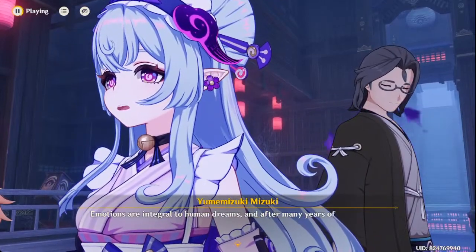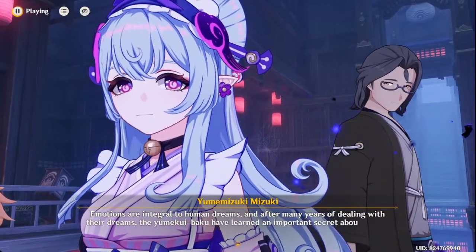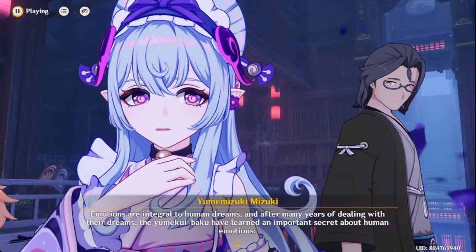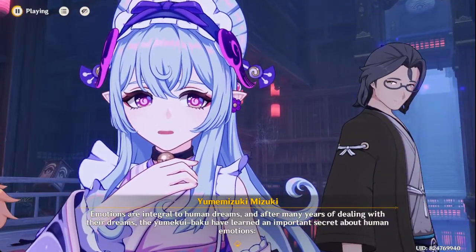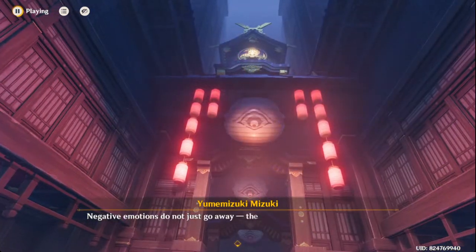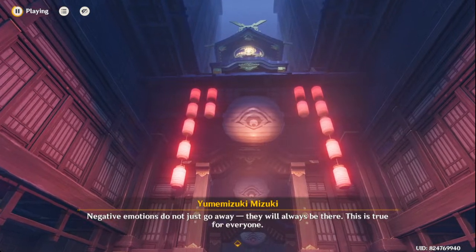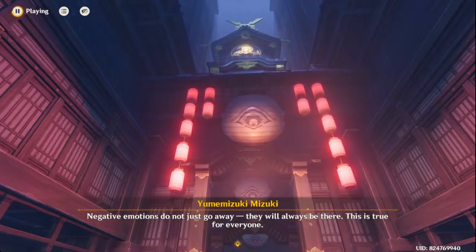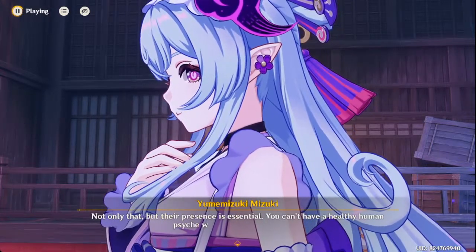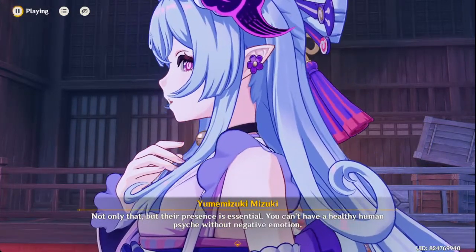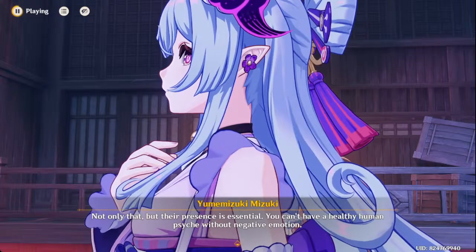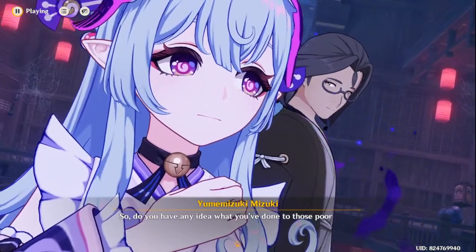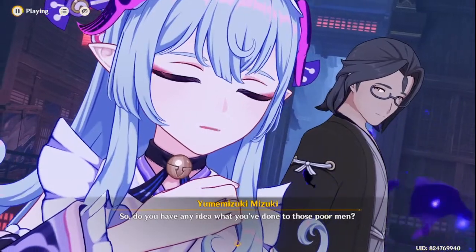Emotions are integral to human dreams, and after many years of dealing with their dreams, the Yumeko Ibaku have learned an important secret about human emotions. Negative emotions do not just go away. They will always be there. This is true for everyone. Not only that, but their presence is essential. You can't have a healthy human psyche without negative emotion. So do you have any idea what you've done to those poor men?